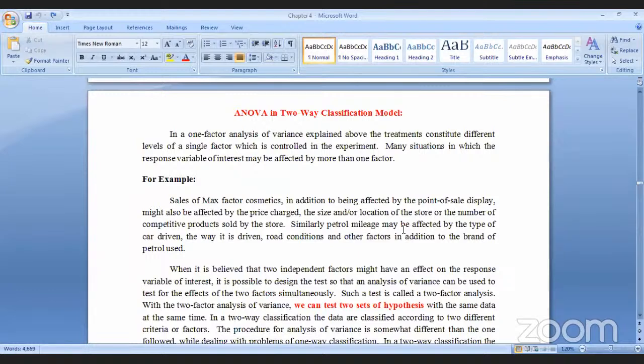So here, for example, here you see one small example: sales of Max Factor cosmetics, in addition to being affected by the point of sale display, might also be affected by the price charged, the size, location of the store, or the number of competitive products sold by the store. Similarly, petrol mileage may be affected by the type of car driven, the way it is driven, road condition, and other factors in addition to the brand of petrol used. Okay, 2 factors involved అవుతున్నాయి ఇక్కడ చూడండి.